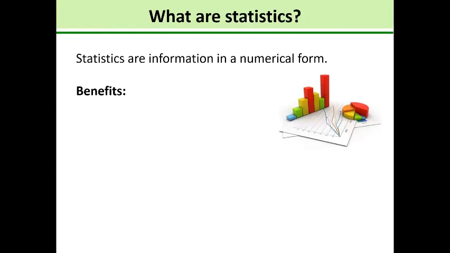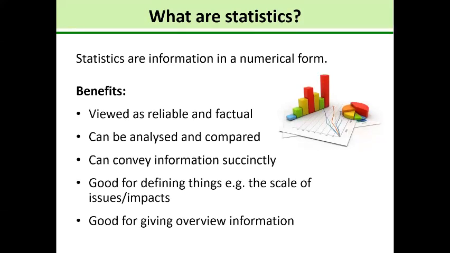So statistics are information in a numerical form, viewed as reliable and factual. Obviously, that's from the funder's perspective. It's good as well because you can make comparisons. So if you want to show why a project is needed in Hounslow, you can compare it to other London boroughs. There's information out there on how different boroughs compare with each other. Remember there are 32 different London boroughs, which is particularly important if you're applying to a pan-London fund like Trust for London.